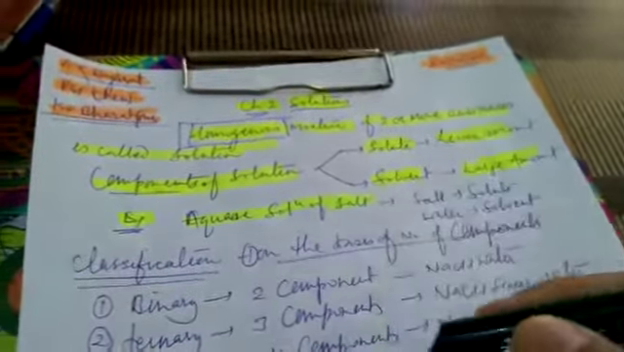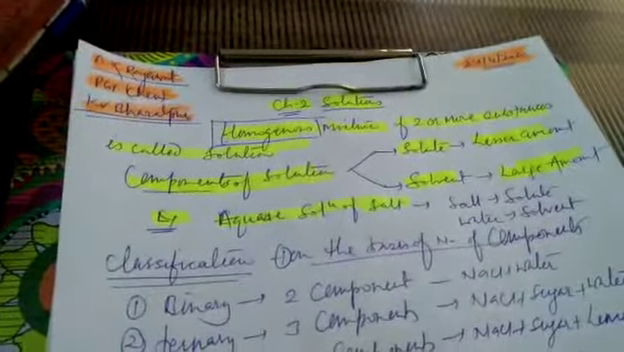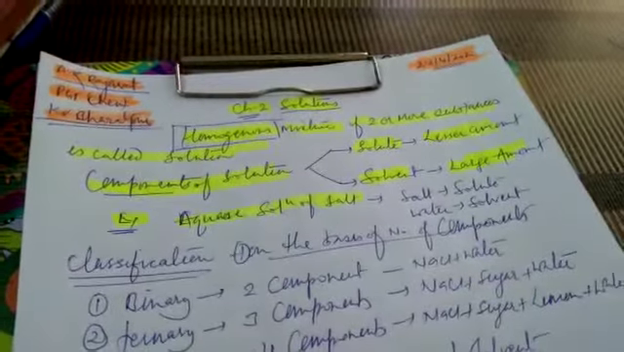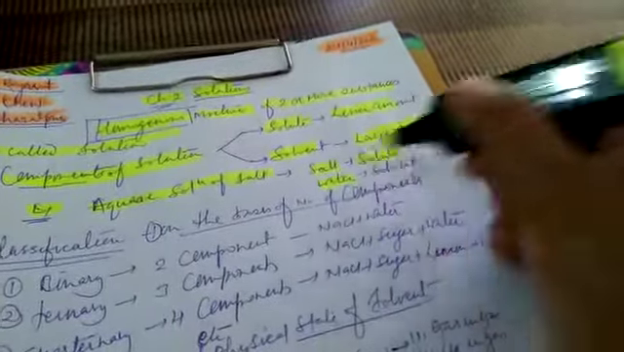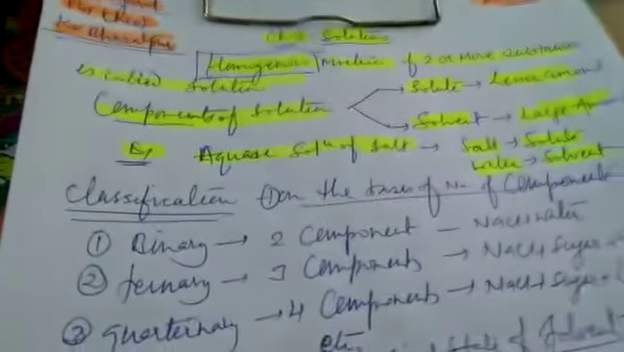Now, if we take an example, an aqueous solution of salt represents a solution in which salt is the solute and water is the solvent.